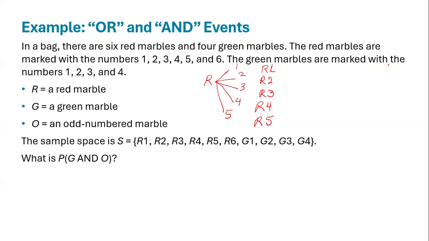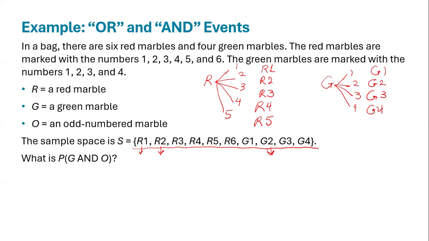It says green marbles marked with 1 through 4, which means G1, green 1, green 2, green 3, and green 4. And if I put them all together, it gives me the sample space, all possible outcomes that we have. R1 means a red marble with number 1, a red marble with number 2, and so on.